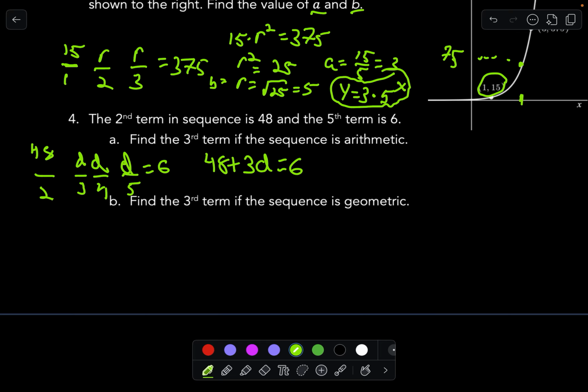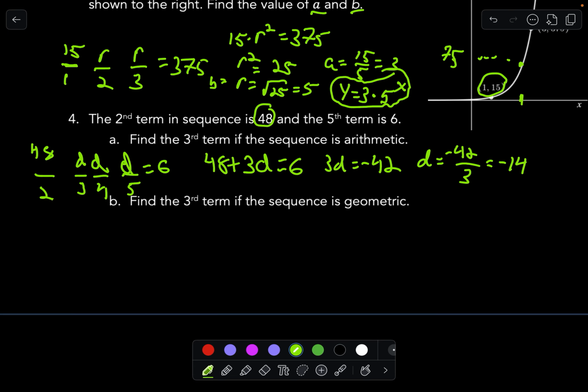All right? This is arithmetic. That's what they said. It's a line. So we're adding the same number, in which case it's d. Okay, so 6 minus 48, you got 3d equals negative 42. Divided by 3, d equals negative 42 divided by 3, which is equal to negative 14.